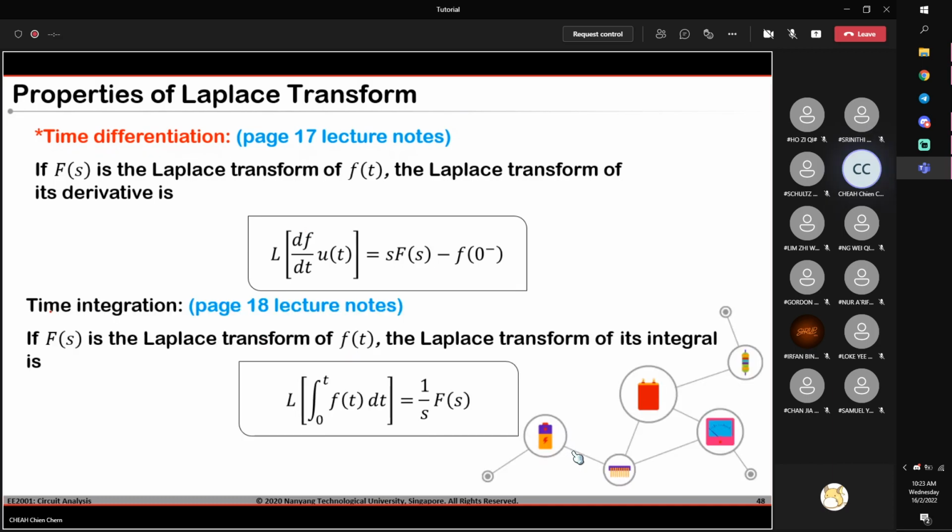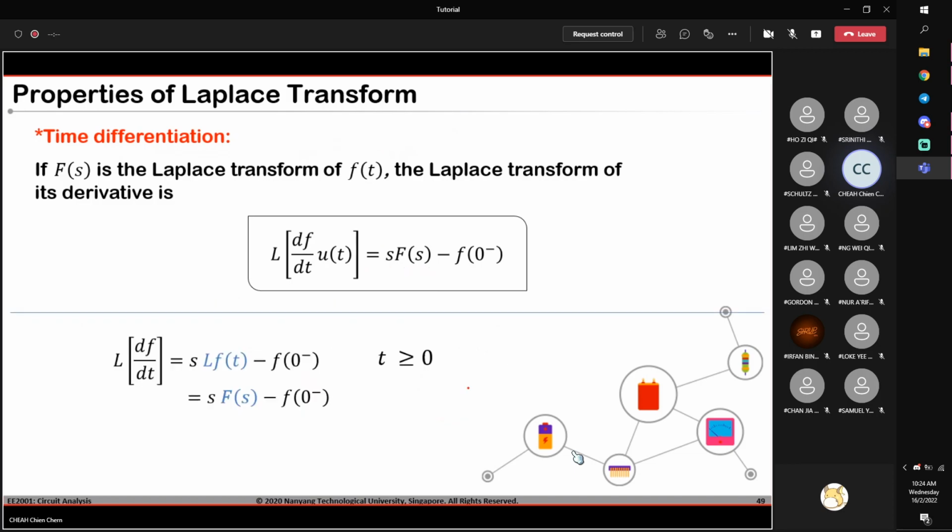Okay, the other one is integration. Integration is just divided by s. F(s) divided by s is integration. F(s) multiplied by s is differentiation. Now this one, integration, we hardly use, but just to let you compare them, as a reference: F(s) multiplied by s is differentiation, F(s) divided by s is integration.